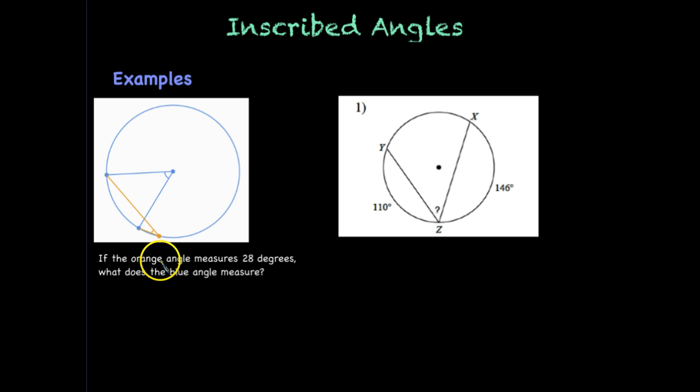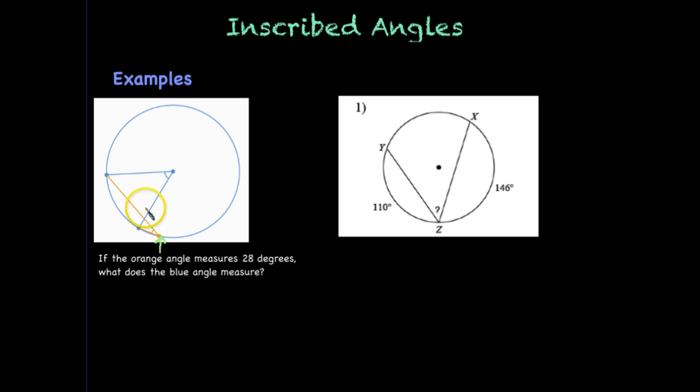In our first problem, if the orange angle measures 28 degrees, what does the blue angle measure? Well, notice that this orange angle right here is an inscribed angle, whereas the blue angle is a central angle. They both intercept the same arc, however.